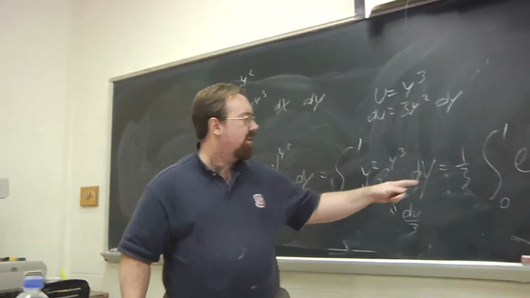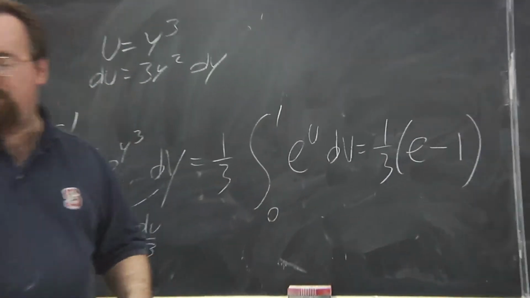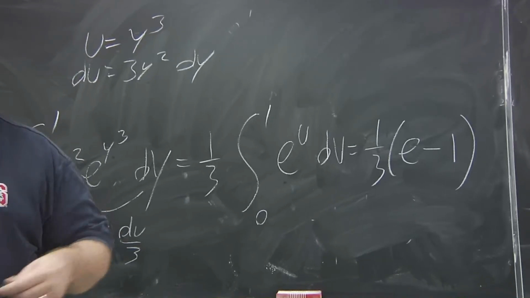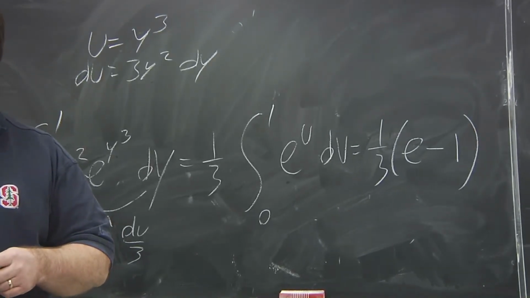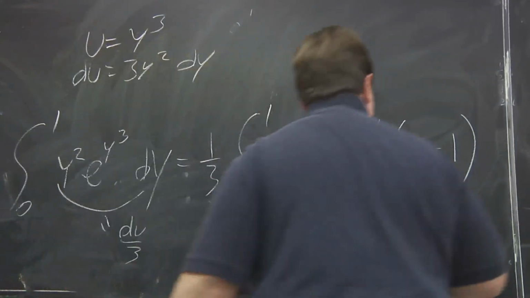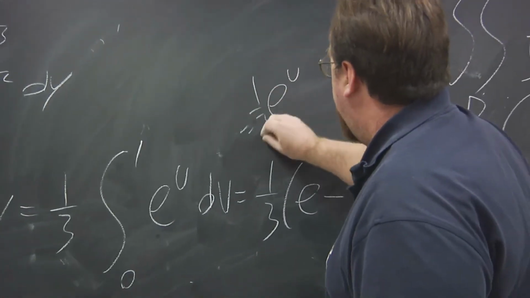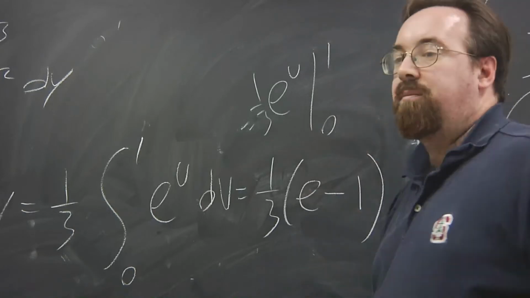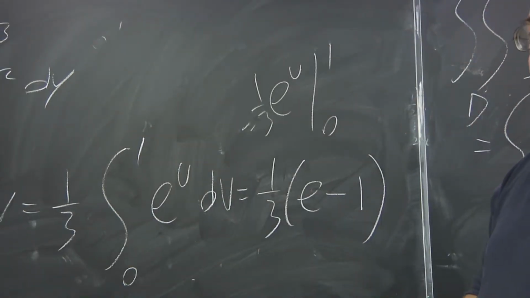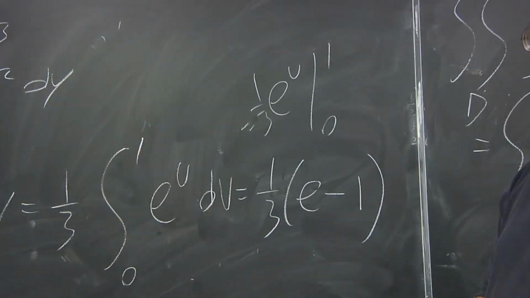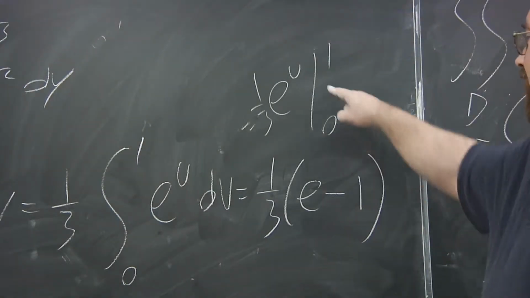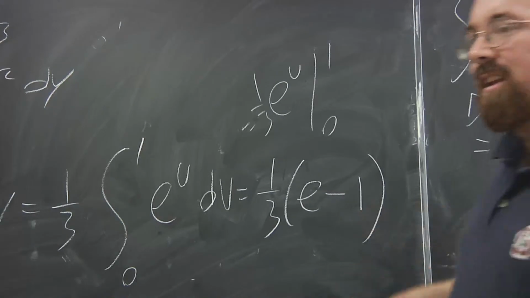Okay. E to the u, that's the integral. Oh, it's just e to the u. It's itself. Okay. Yeah. So do the intermediate step. So this is e to the u times 1/3 with the limits 0 and 1 plugged in. Okay, I see now that's why it's minus 1. Yeah, e to the 0 is 1. Right.